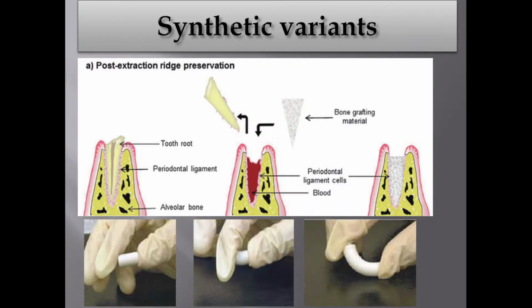And here on this slide, you can see post-extraction ridge preservation. The root of the tooth was extracted and the alveolus was refilled with bone graft in order to preserve the level of the bone, and maybe for the next implanting of the tooth.